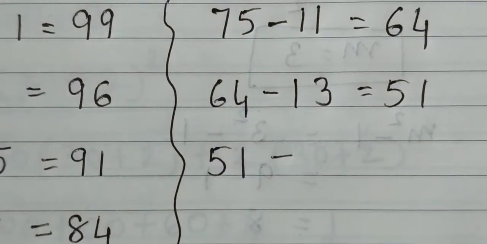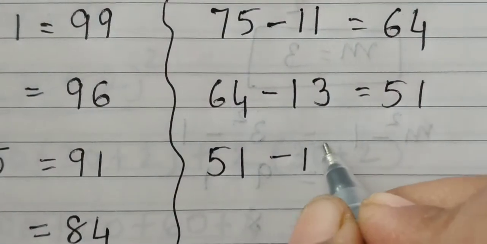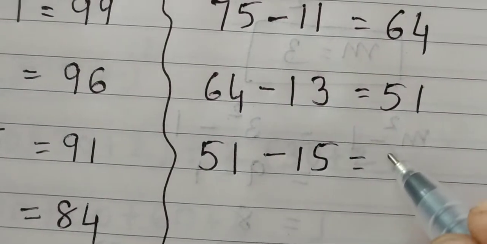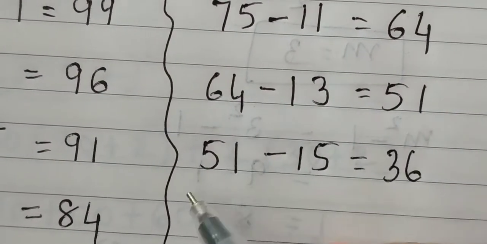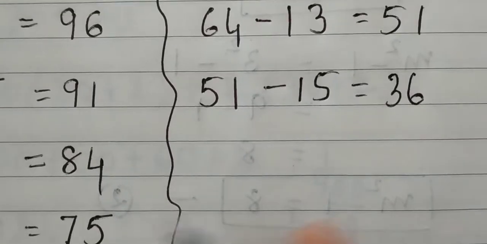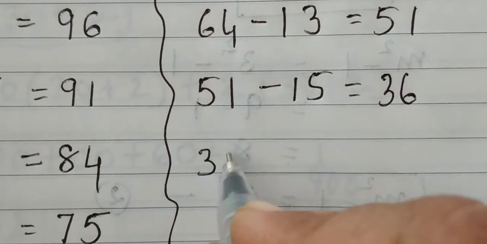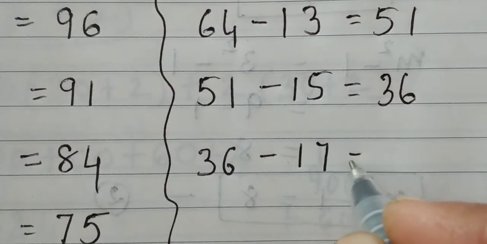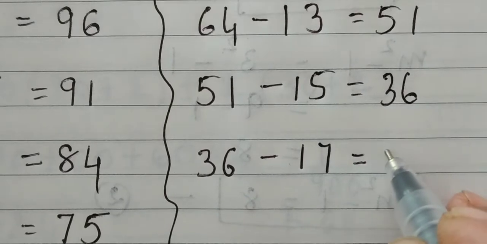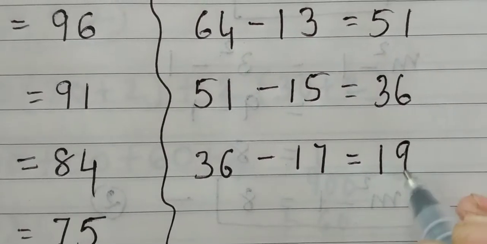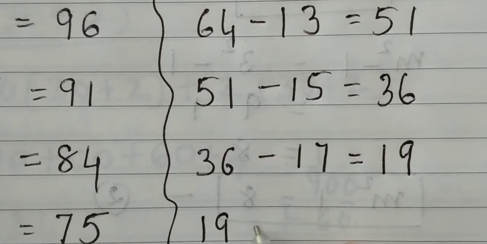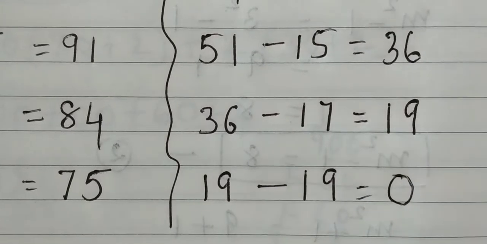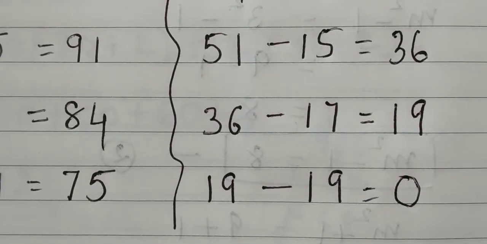51 minus 15 will give you 36. Then 36 minus the next odd number, 17, will give you 19. And then 19 minus 19 will give you 0. So here we end up, we got 0.